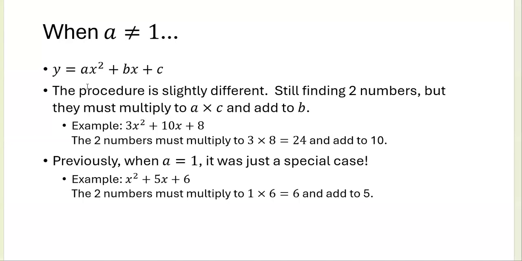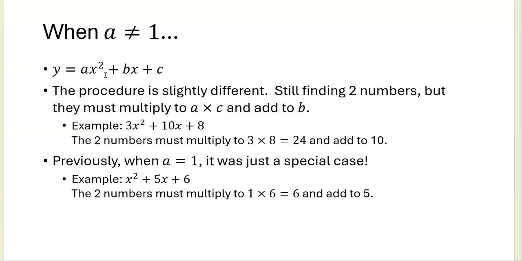So let's go through the procedure to factor when a is not equal to 1. It's slightly different than what we've been doing in parts 1 and 2. In parts 1 and 2, we just found two numbers that multiply to c and add to b. It was actually a special case of what we're going to do now. We actually want two numbers that multiply to a times c. We have to take this a into consideration now. We want two numbers that multiply to a times c, and they still add to just b. So that's the only difference.